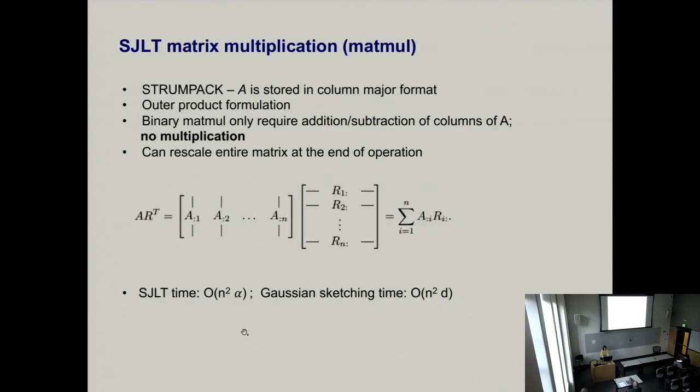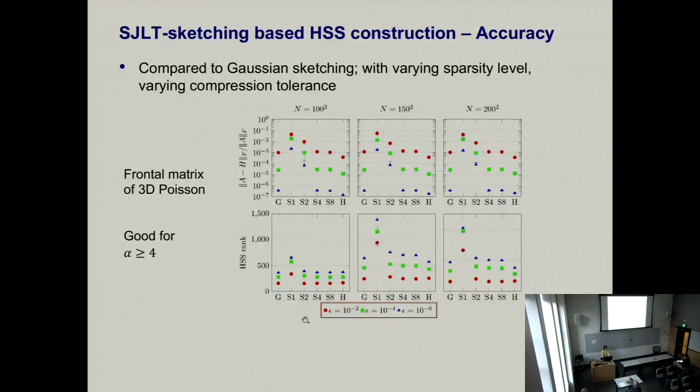And also in the parallel situation, which I don't have time to go into in detail, since the R matrix is very sparse, you actually could replicate all these ones over. You just need to keep track of and store the location of the negative 1. You don't need to store any matrix. So the benefit is you have less work to do and also less communication. Theoretically, the computational time of SJLT is n squared times alpha, and Gaussian sketching, the dense sketching, is n squared times d. Okay, so you save something, but how large is alpha?